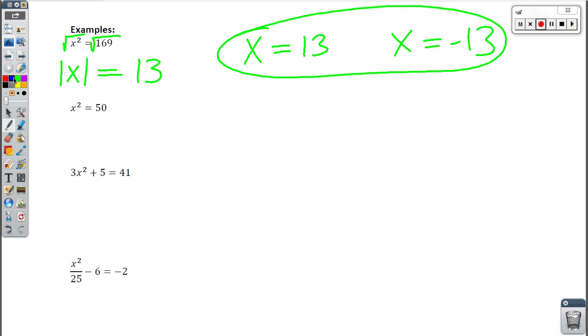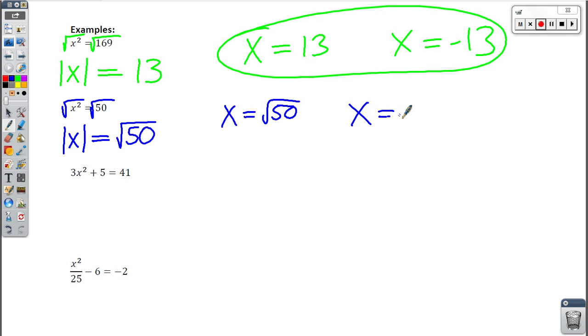All right, for the second one, again, square root both sides. We get the absolute value of x equals the square root of 50. Well, that means that we're going to have either x equals positive square root of 50 or x equals negative square root of 50. All right, but I actually want you to leave your answers reduced. So we're going to reduce this radical.